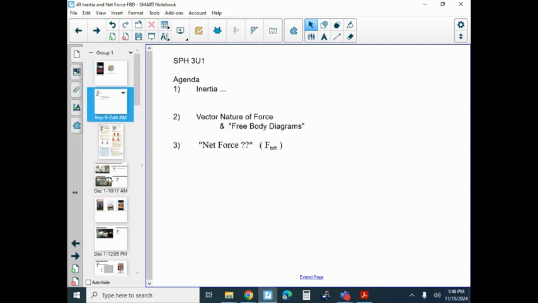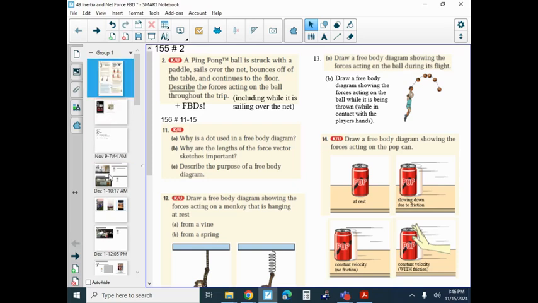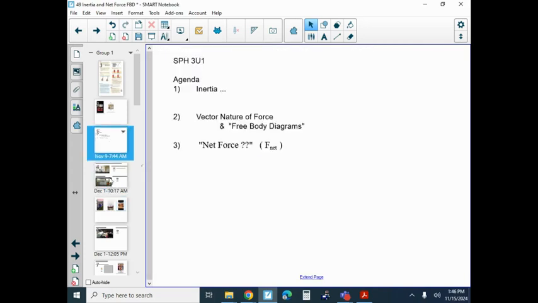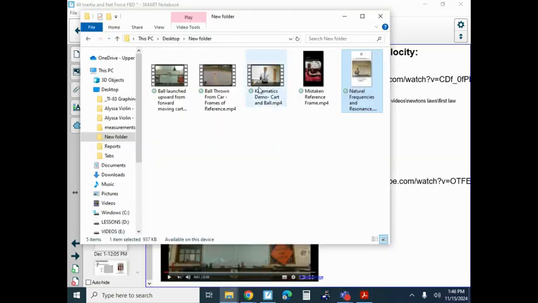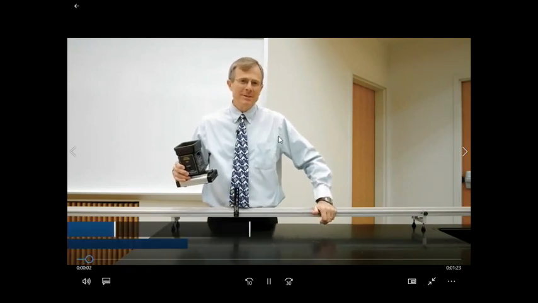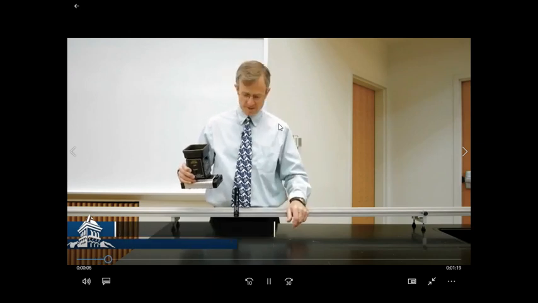Yeah, so moving along here, let's move that up to the top actually. Inertia. Okay, so these are some inertia videos along the way. So I'm going to put the kinematics cart in that same video here. This is a demonstration of motion in the x and the y directions.